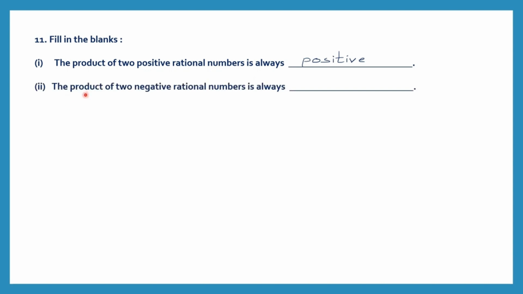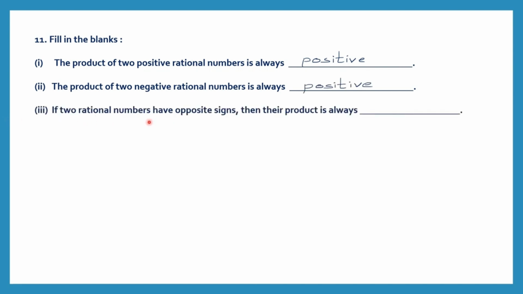Second one, the product of two negative rational numbers. So this time let's take two negative rational numbers and see. So minus 1 by 2 into minus 2 by 3. So both are negative. Let's see what our answer is. So here we have minus into minus, which will become plus. Multiply the numerators, 1 2s are 2. Multiply the denominators, 2 3s are 6. So what you see here, when you multiply two negative rational numbers, your answer is always positive. So the product of two negative rational numbers is always positive.